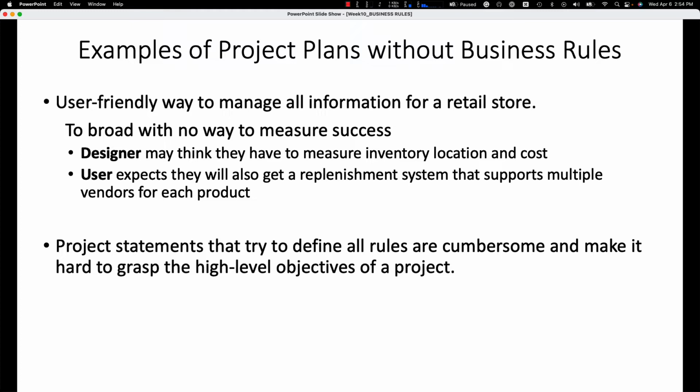Project statements that try to define all the rules are cumbersome and make it hard to grasp the high-level objectives of the projects. I've seen people who said, well, I'm just going to write, and it turns out to be a novel about why they thought about doing this and all the things that they've considered and all the things that they want to do. It's very hard to dig it out of text. It's a whole lot better if you can make bullet points.